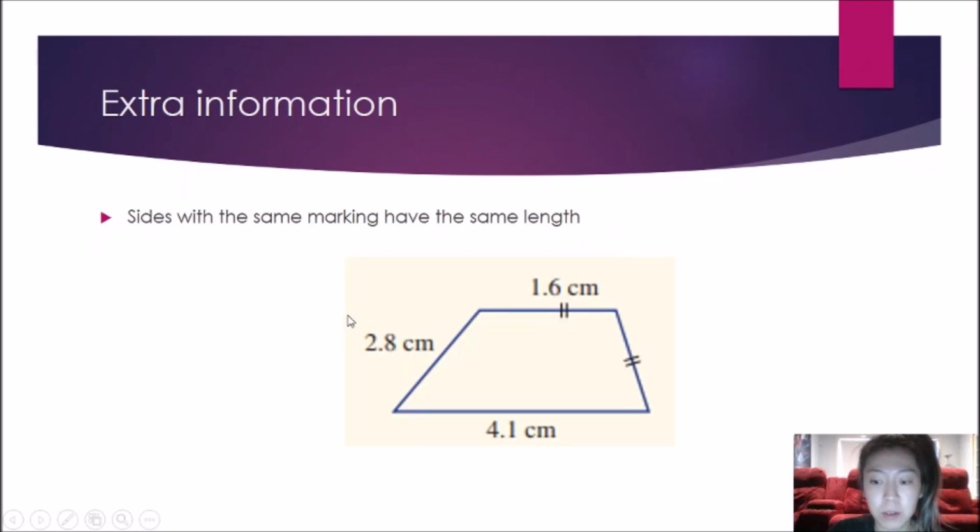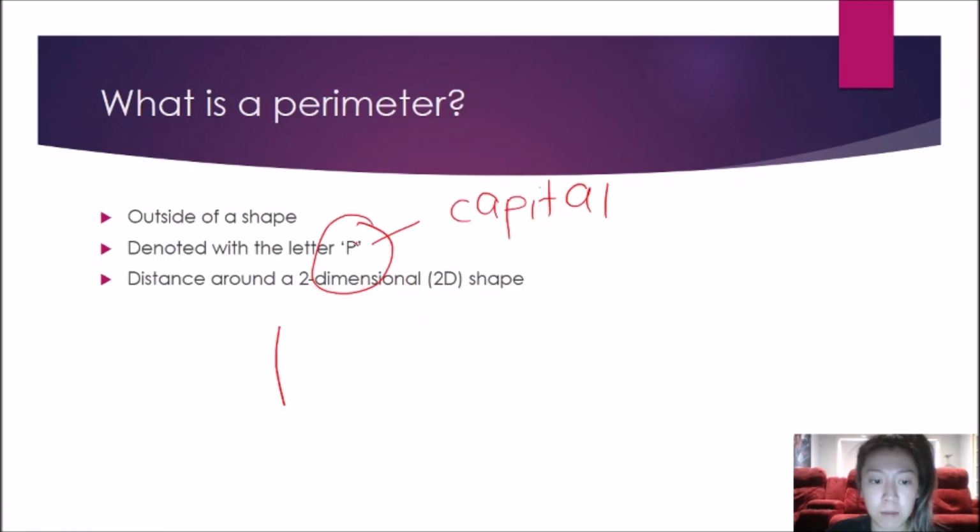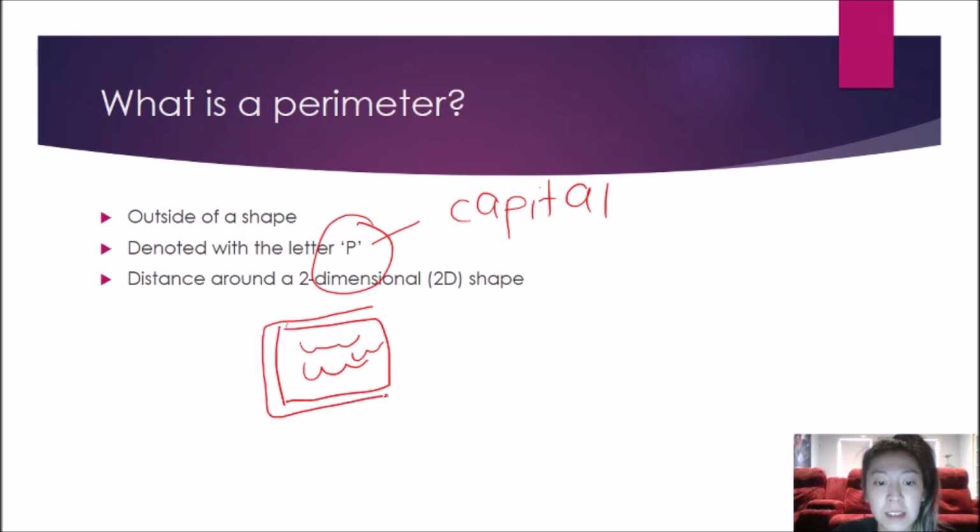a swimming pool. Hang on, like I said, I don't really know how to use this. Swimming pool, okay, so this is the swimming pool. The outside of the shape would be denoted by this line that I'm going to show you with an arrow, and it's a distance around a 2D shape. Even though a swimming pool has volume, I'm essentially just talking about the rectangular shape.